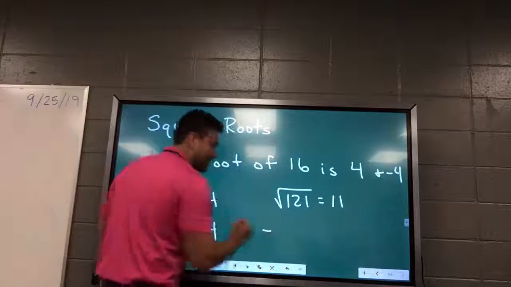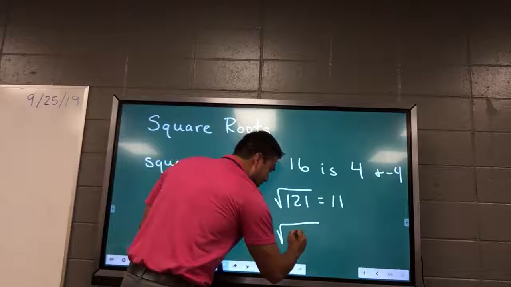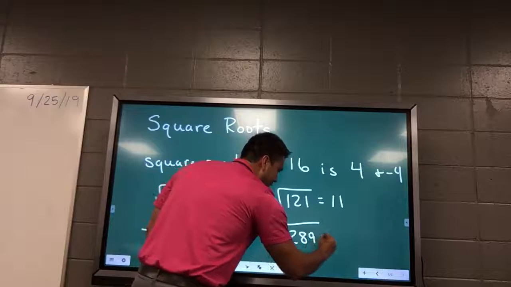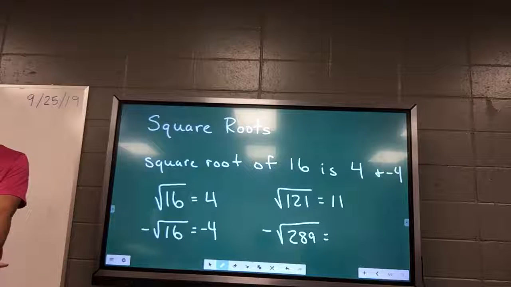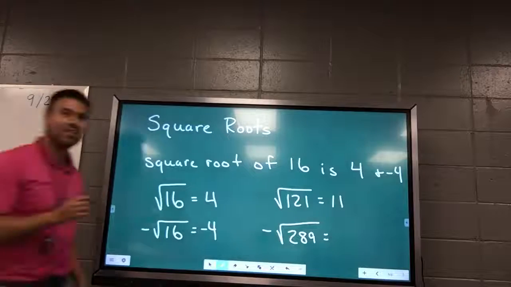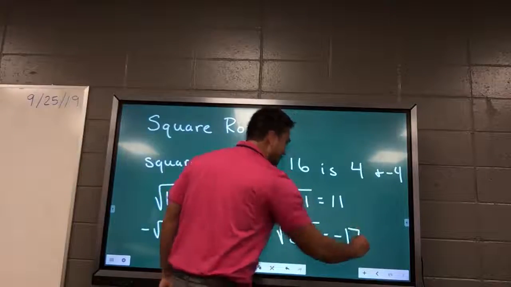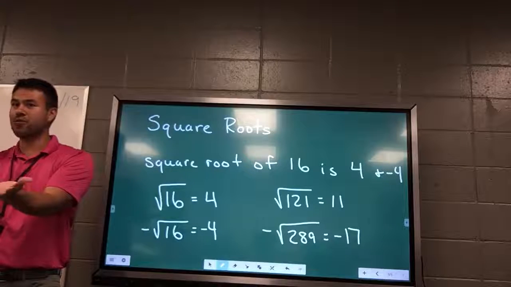What is the negative square root of 289? Don't call it out. You can have your hand up, but don't call it out. Ben? Negative 17. Okay, that's what I'm asking for with square roots. Do you guys get what I'm asking for with square roots? Yes.